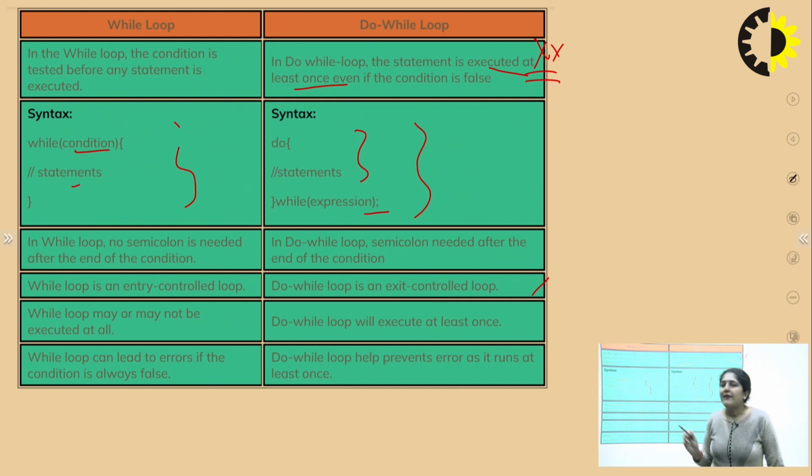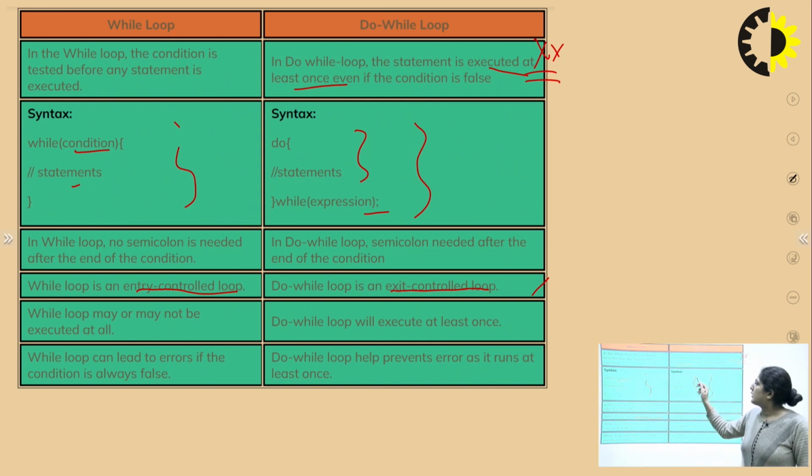Also, sometimes it is asked what are the terms we use for the while loop. The while loop is also known as an entry control loop, because it first checks the condition and then the statement will be executed. While do-while is also known as an exit control loop. That means it will execute at least one statement and then the condition will be checked. That's why it is also known as an exit control loop.